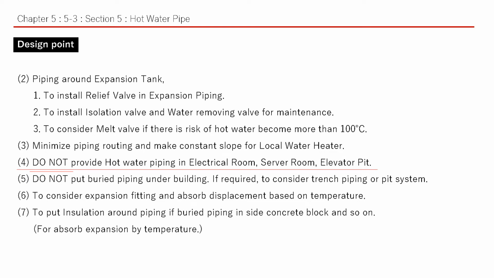Item 4, do not provide hot water piping in electrical room, server room, elevator pit. Item 5, do not put buried piping under building. If required, to consider trench piping or pit system. Item 6, to consider expansion fitting and absorb displacement based on temperature. Item 7, to put insulation around piping if buried piping inside concrete block and so on. It is to absorb expansion by temperature. These rules are very important to prevent leaks and cracks in the finishing.